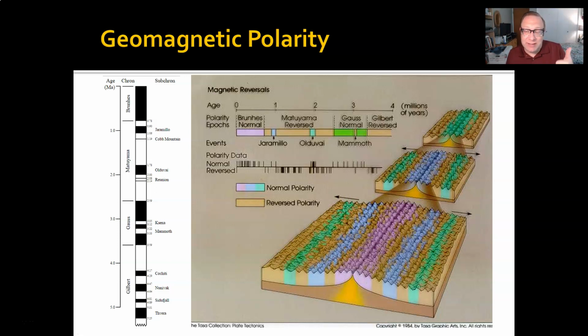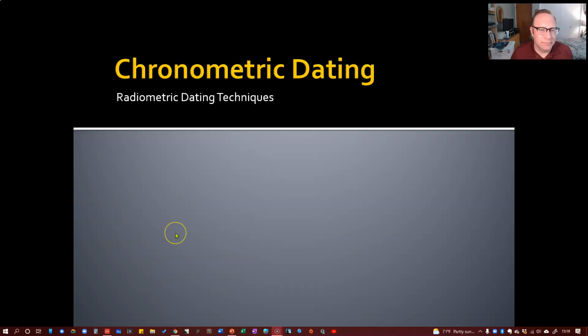This is some of the evidence that supported the theory of plate tectonics and the movement of the continents. But it also then solidified this time scale that we can compare stuff to, this geomagnetic polarity time scale.